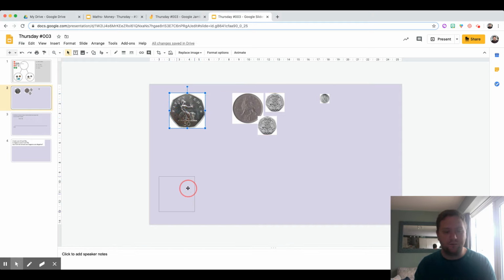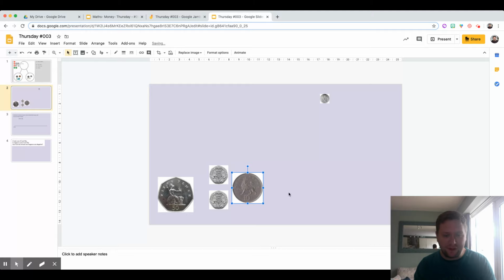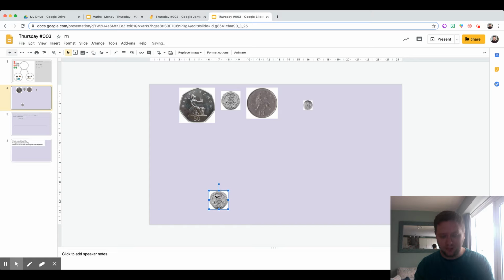So here I would put the 50 down. I know 20 and 20 and a 10 make another 50, and I know 50 add 50 make 100, which make a pound, and then it's easy to add the 5p on the end. So I've got £1 5p. Let's have a think of a different way that could be set out.